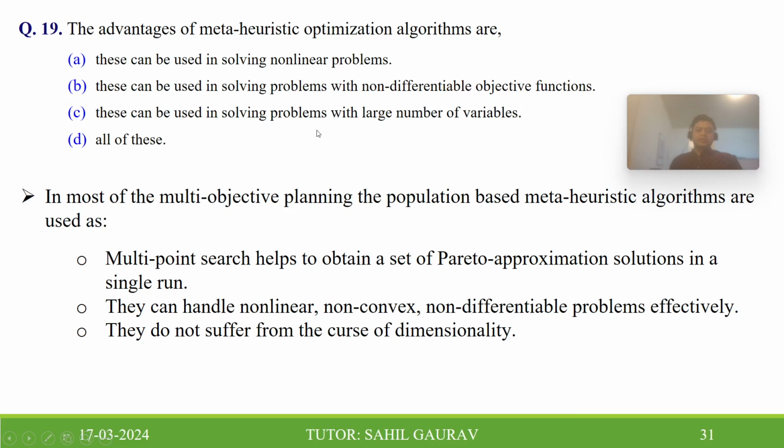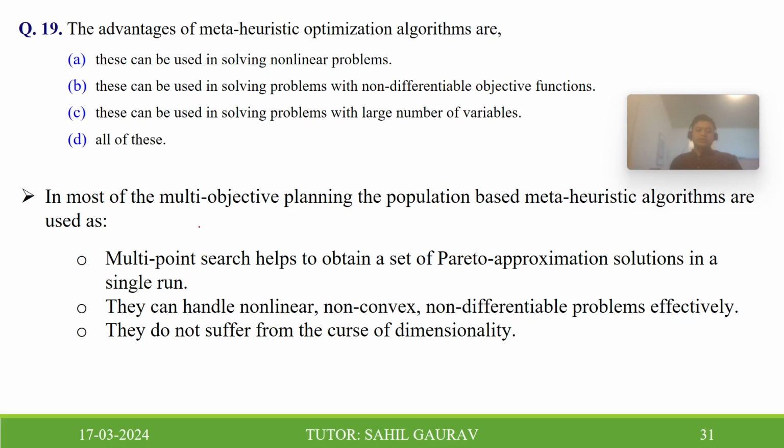The next problem is: the advantages of meta-heuristic optimization algorithms are, and the options are: this can be used in solving nonlinear problems; this can be used in solving problems with non-differentiable objective function; this can be used in solving problems with a large number of variables; and D, all of these. So which option should be correct?